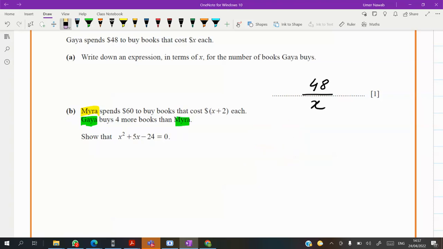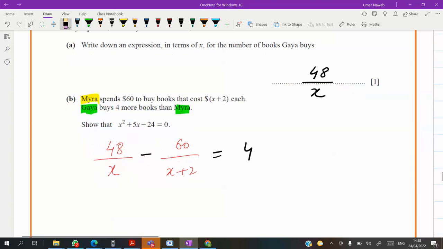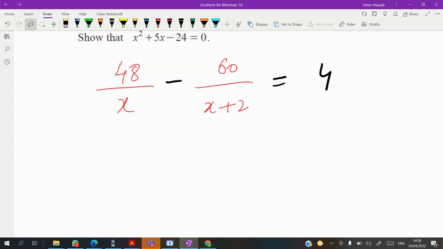So, what is the difference of their books? Gaia bought, in the previous part we saw, 48 over X, and Myra bought 60 over X plus 2. As per the question, the difference of the number of books is equal to 4, because Gaia bought this many books, Myra bought this many books, and the difference of the number of books is 4. Now, as you guys can see, we found an equation and we need to simplify it.